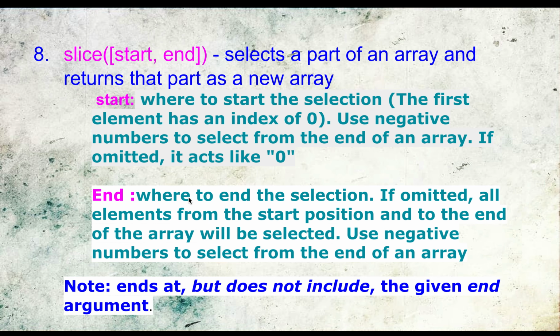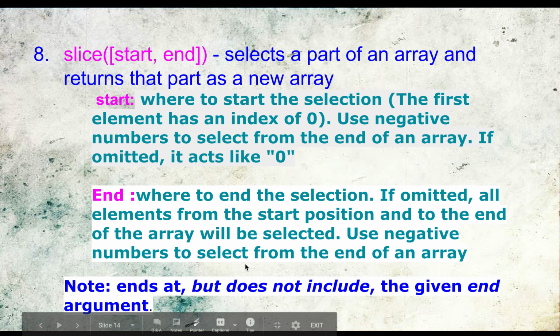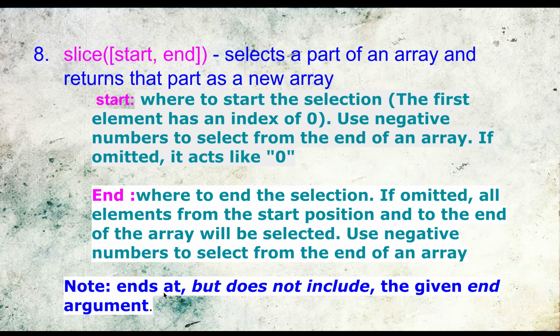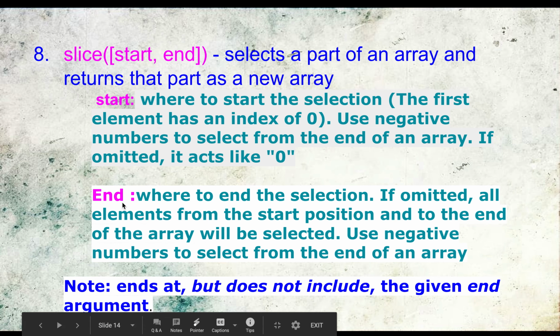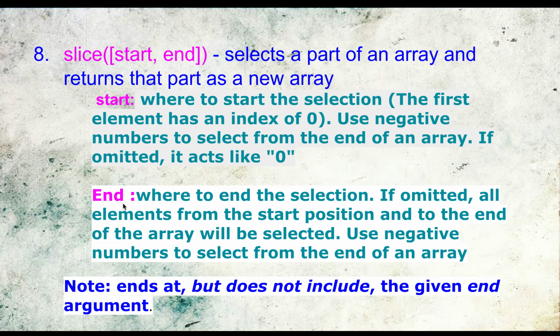End specifies where to end the selection, and if omitted, all elements from the start position to the end of the array will be selected. Here also you can use negative numbers to select from the end of an array. Note, it does not include the given end argument. That is, the value given in end will not be taken for slicing purposes. We'll see an example of this.